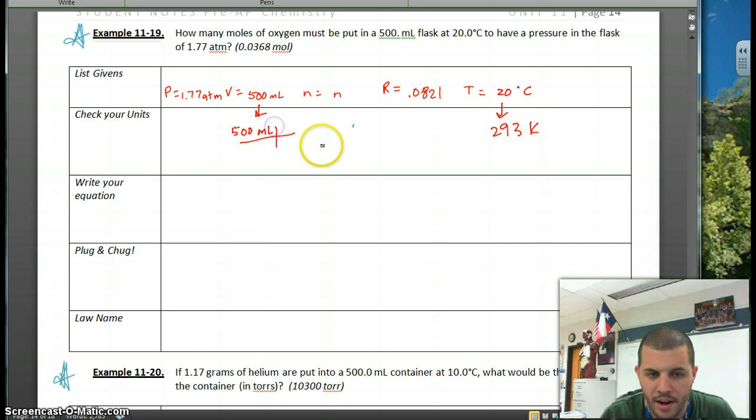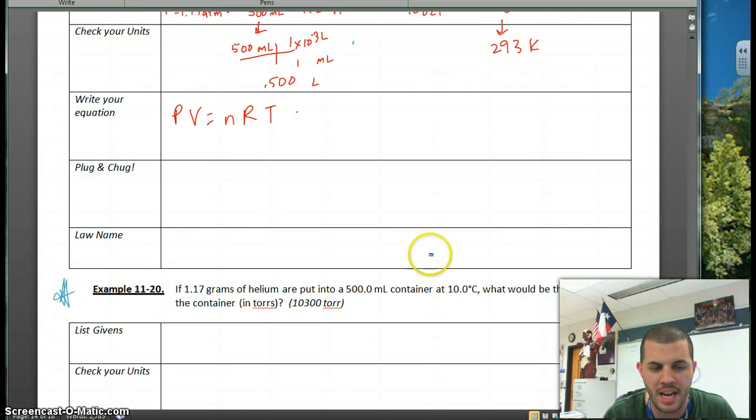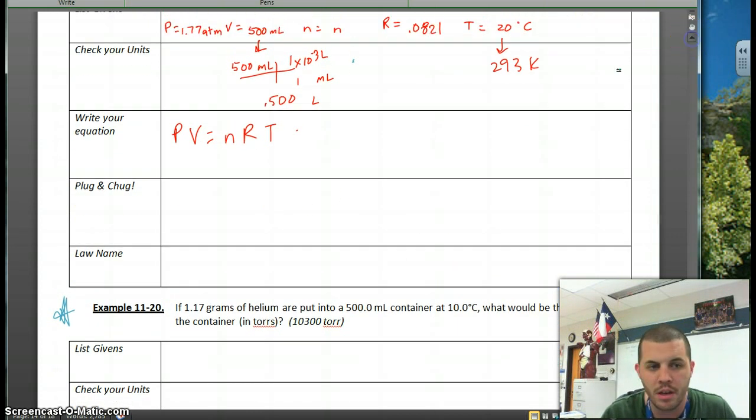Okay, do a little T-chart action here. Milliliters to liters, 1 in front of the prefix, 1 times 10 to the negative 3. And I do that math, and I see that I have 0.500 liters. So now I know my formula is PV equals nRT. So now all I've got to do is plug in my values and solve.